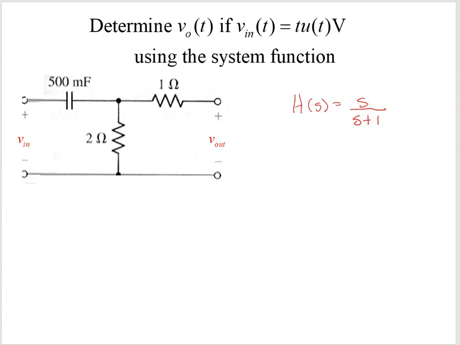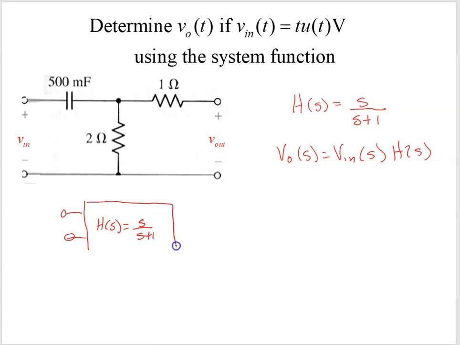So if we want to find our V out of S, or we'll call it VO of S, that's just equal to our V in of S times our H of S. So we don't need to determine anything about this capacitor anymore, even though we've already done that, because we're just going to represent this function as H of S is equal to S over S plus 1. So now we need to, and here's our VO of S, determine our V in of S.